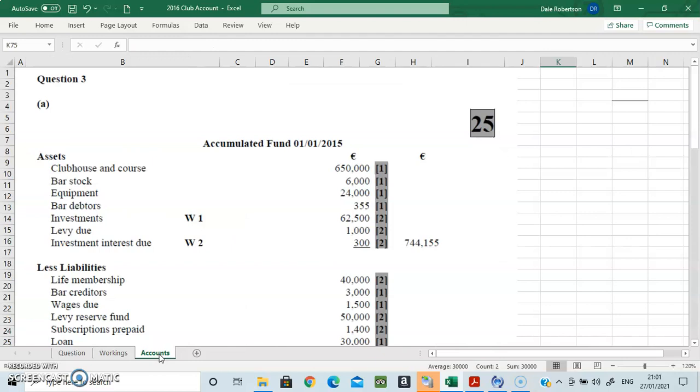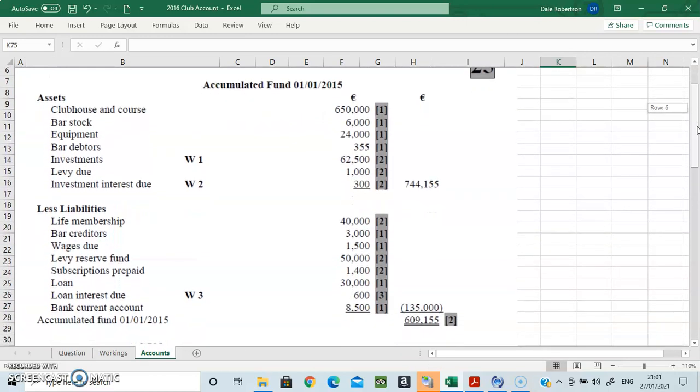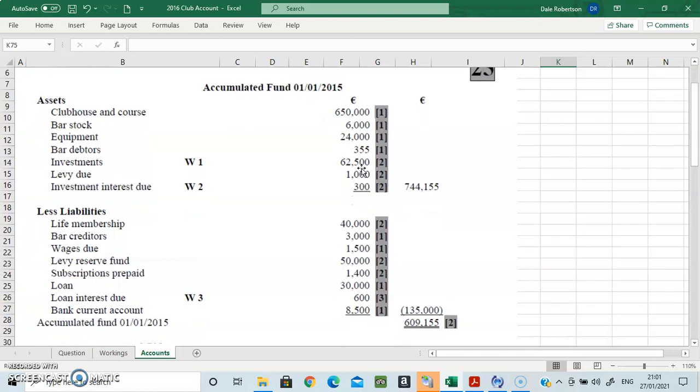So we'll have a quick look at the answer. The accumulated fund, the structure here is very familiar to us. We're going to add up all of our assets and take away all of our liabilities. They're all in the top sentence, except for the following notable ones: the hidden investment, which we had to find, the levy due from the subscriptions working, and the investment income due. That actually is in the top sentence, but we just need to know. And then down here, we need to pay particular heed to the loan and the loan interest, which we just did in that last working.